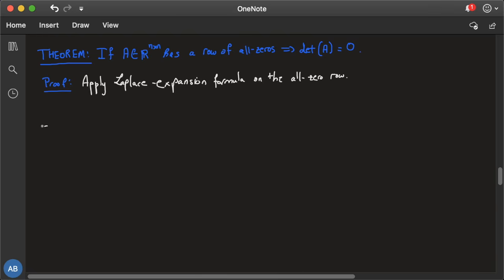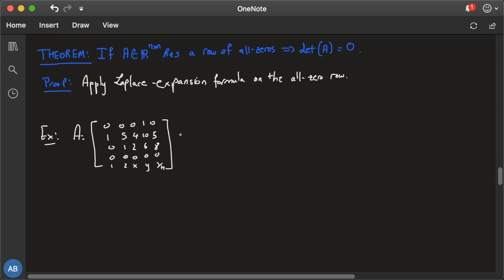An example on that would be, let's say A is the following matrix: 0, 0, 0, 1, 0, 1, 5, 4, 10, 5, 0, 1, 2, 6, 8, all zeros, and 1, 2, x, y, 1 over pi. The determinant of this matrix is 0 because the fourth row is all zeros.